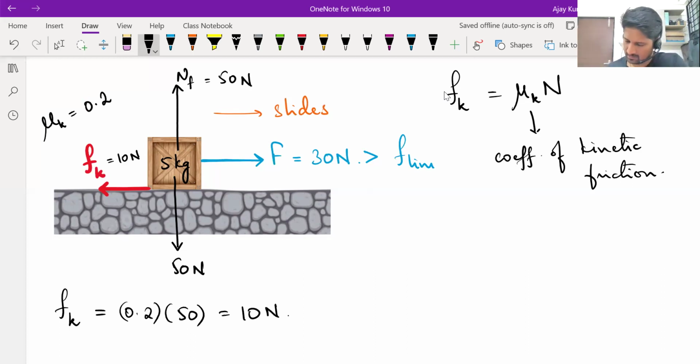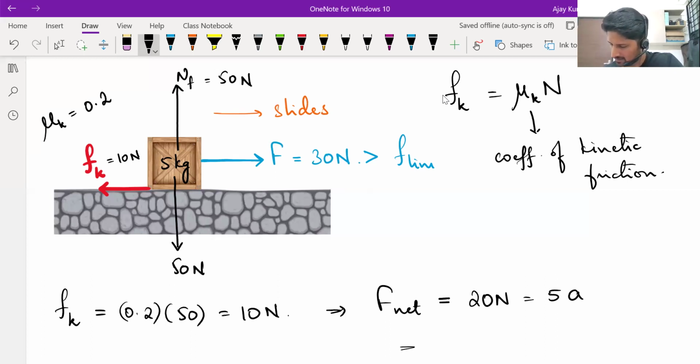Then tell me, how much is the net force on the block? Saket? So 30 minus 10, 20. That becomes 20 Newton. You can equate it to its mass multiplied with acceleration. You can even tell the acceleration of the block, that will be 4 meters per second square. So we are just looking at how to consider kinetic friction in an equation, or in a situation.